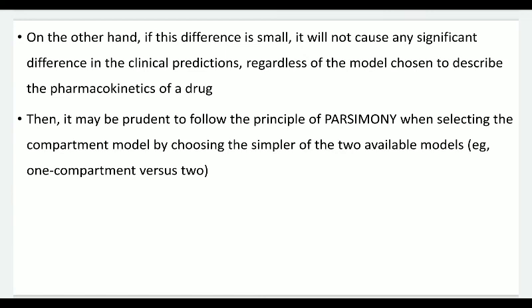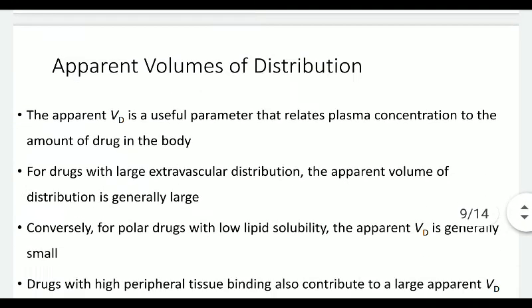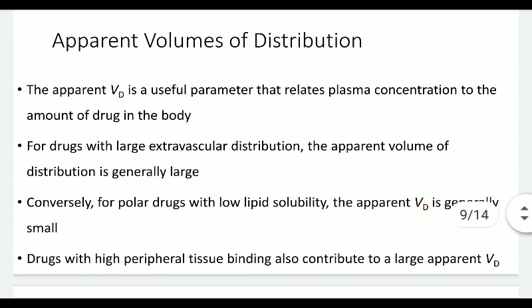For example, one compartment versus two. So please remember this particular point. Next is apparent volume of distribution.